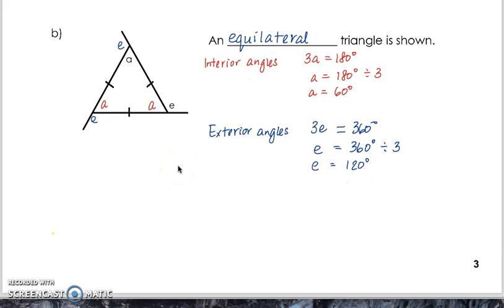So I hope you have gotten a clearer understanding of the relationship between interior angles and exterior angles in a triangle, and also had the opportunity to review the fact that the three angles inside a triangle add up to 180 degrees. That's the end of this lesson. You can now do some practice questions.